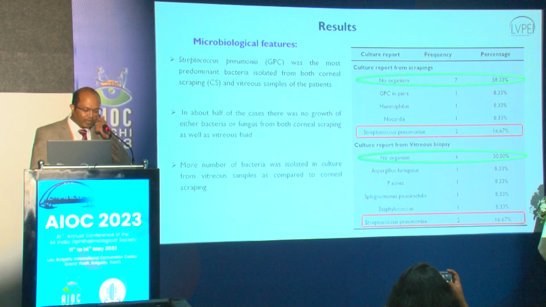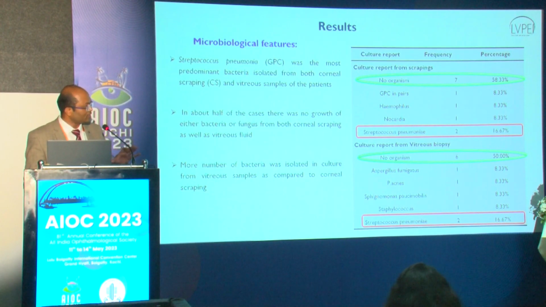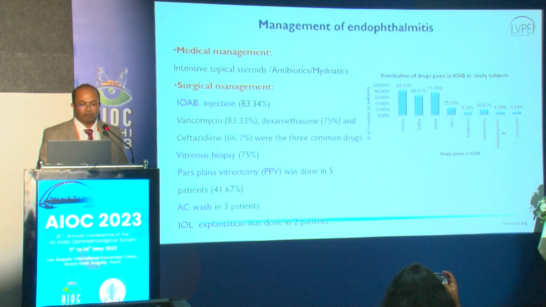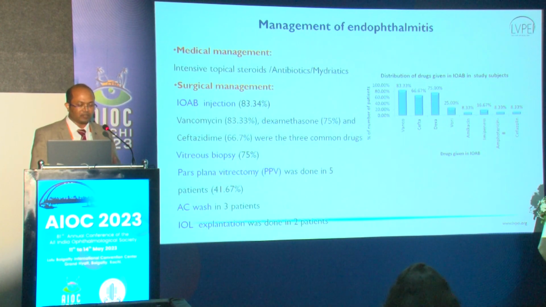So more bacteria were isolated in culture from the vitreous sample as compared to corneal scraping. This is also something interesting compared to adult endophthalmitis. Medical management was intensive topical steroids, antibiotics and mydriatics. Surgical management: the most common intervention done was IOAB, followed by vitreous biopsy.